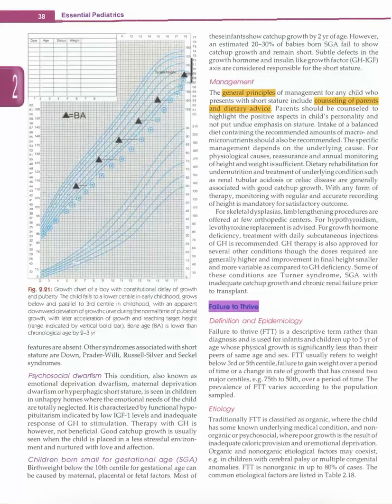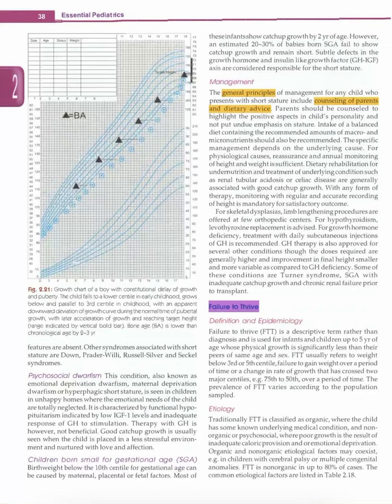For physiological causes, reassurance and annual monitoring of height and weight is sufficient. Dietary rehabilitation for undernutrition and treatment of underlying conditions such as renal tubular acidosis and celiac disease are generally associated with good catch-up growth. With any form of therapy, monitoring with regular and accurate recording of the height is mandatory for a satisfactory outcome. For skeletal dysplasia, limb lengthening procedures are offered at a few orthopedic centers.